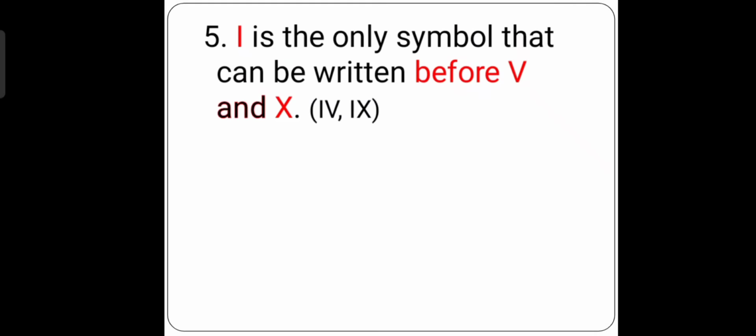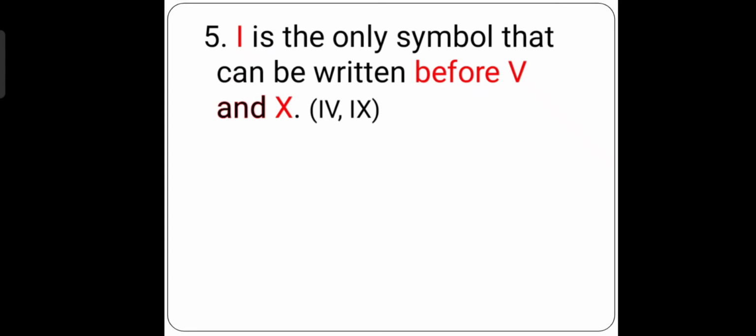I is the only symbol that can be written before V and X. So, it can be written this way. Okay, this is read as 4 and 9. This is 5 minus 1, 4, and this is 10 minus 1, 9. So the value of this is 4 and this one is 9.